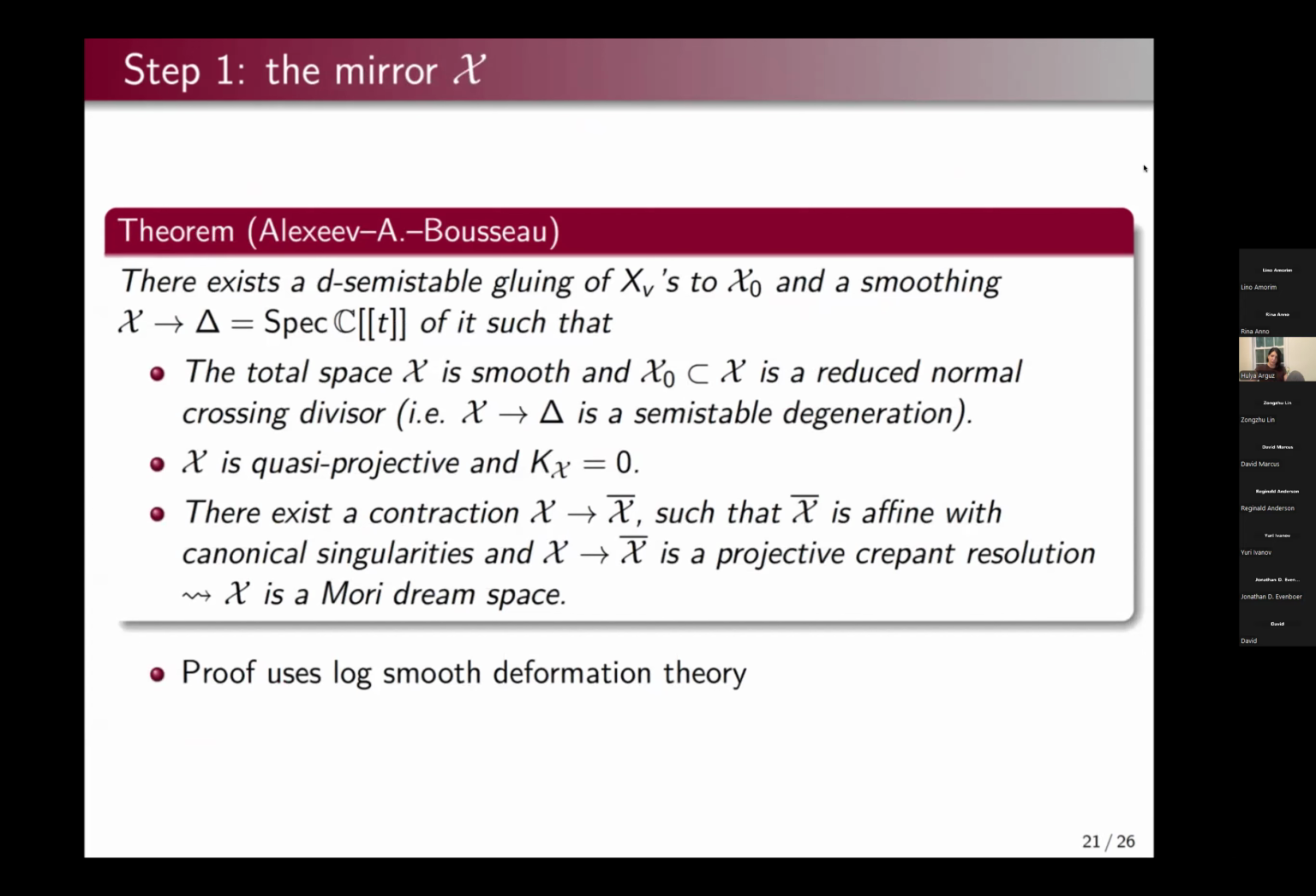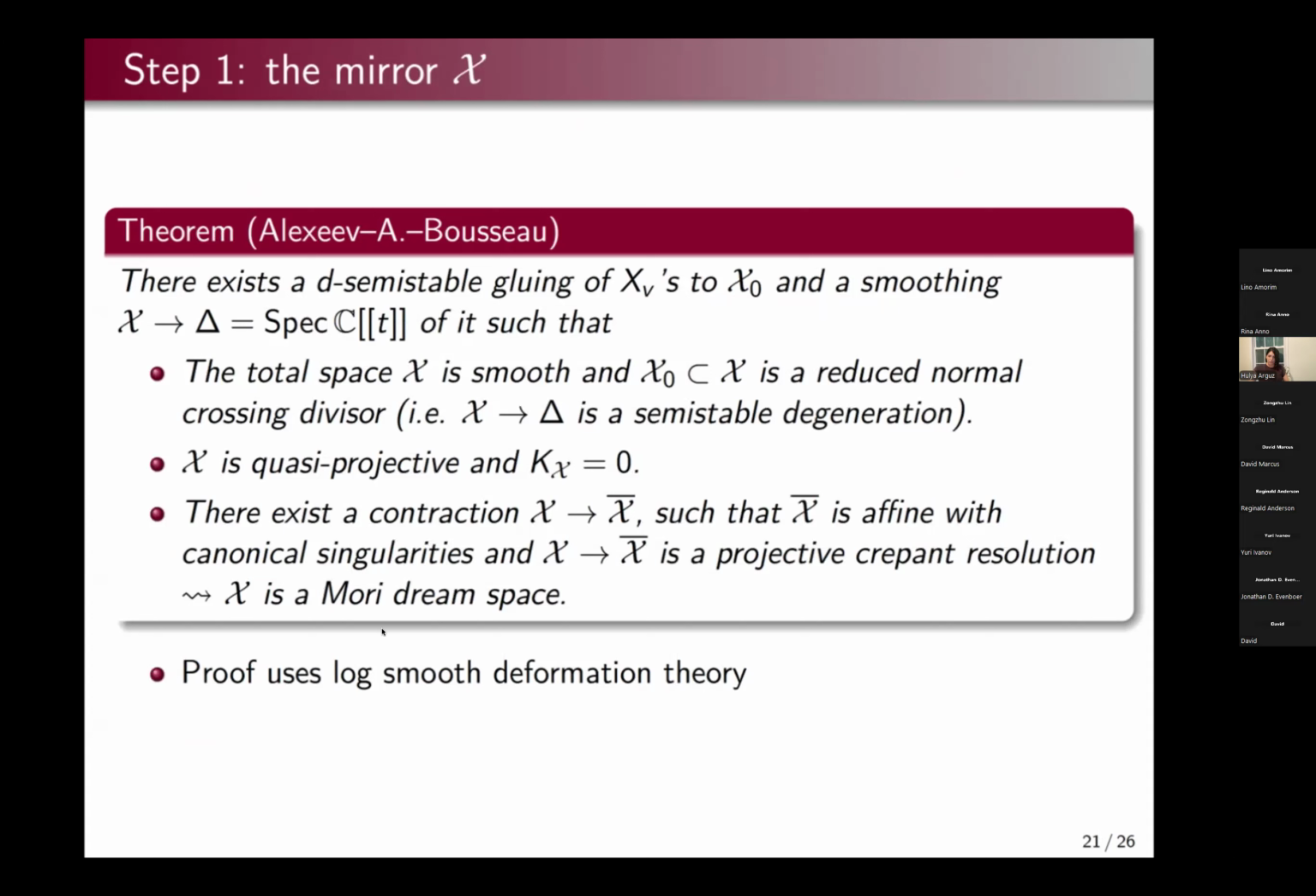And we furthermore show that the total space is smooth, plus the X0, the central fiber, is a reduced normal crossing divisor inside it, which means that we can visualize the total space as a semi-stable degeneration. That's the definition of semi-stable. And furthermore, it's quasi-projective with trivial canonical bundle.